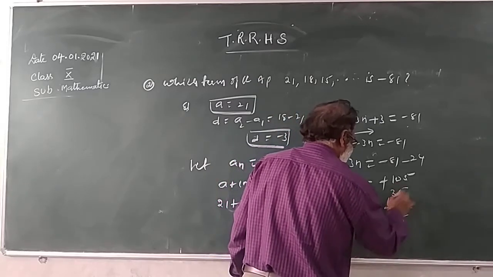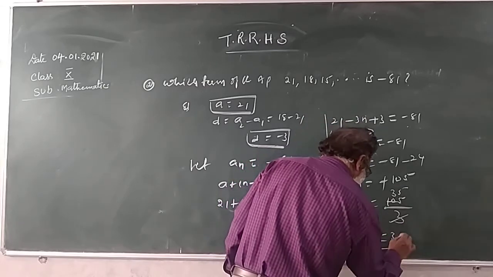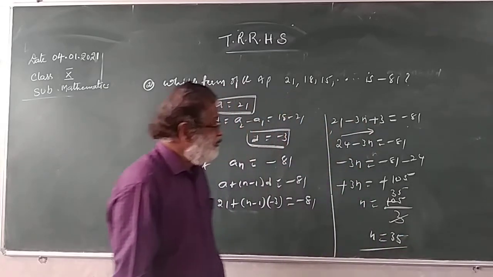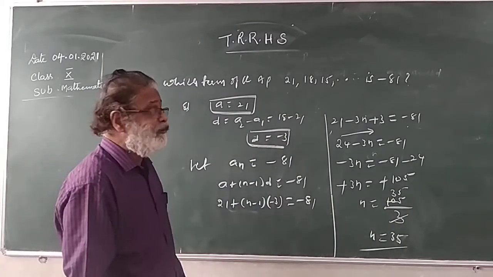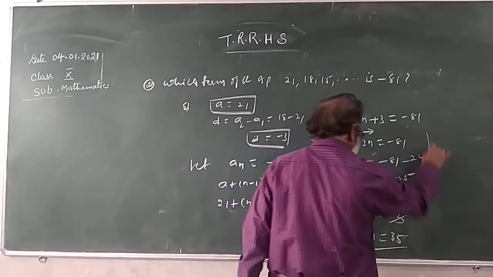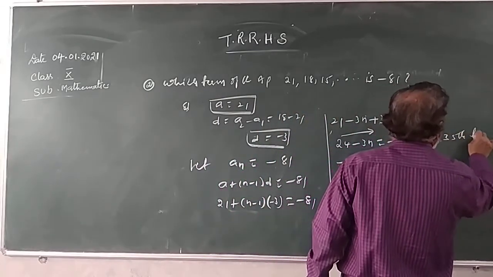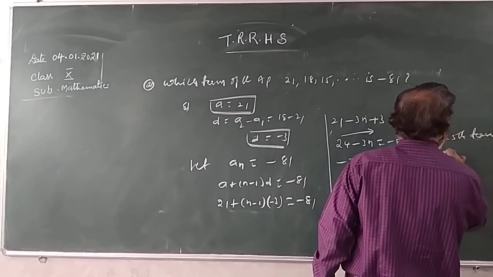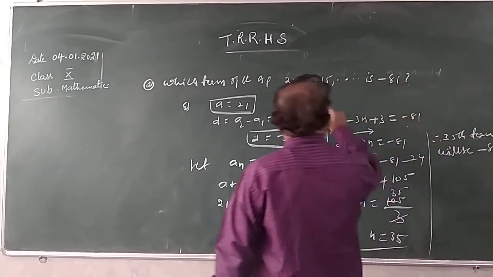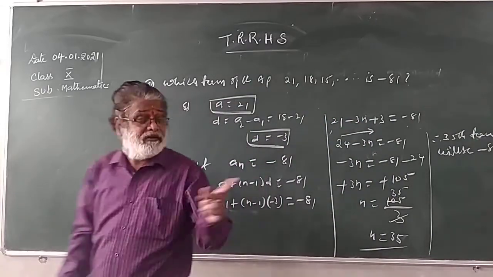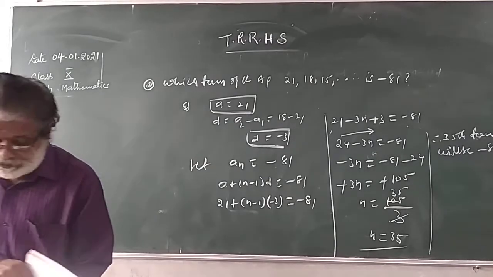3 times 35 is 105, so n is equal to 35. Which term will be minus 81? n is equal to 35. The 35th term will be minus 81. Like this we can find out.